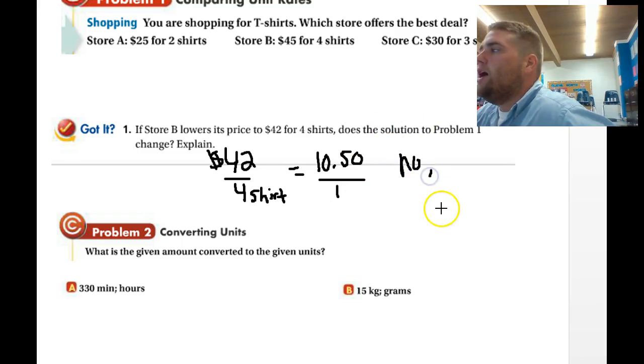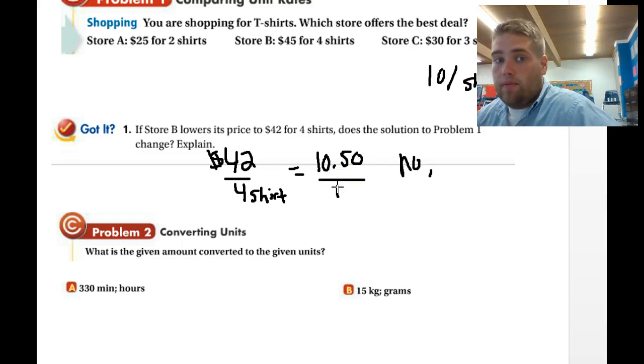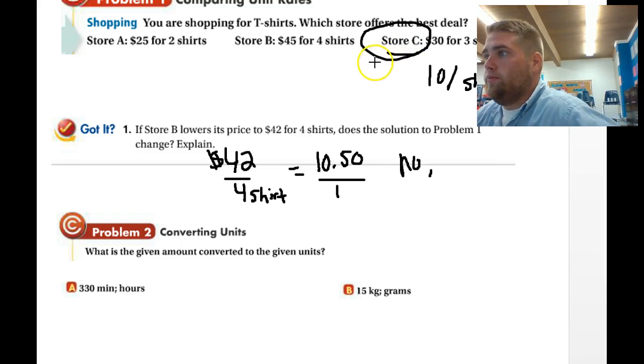No. It doesn't change because store C still had them for $10 a shirt. I don't know about you guys, but I would rather spend $10 a shirt over $10.50 a shirt, if that makes sense. So store C still has the best deal.